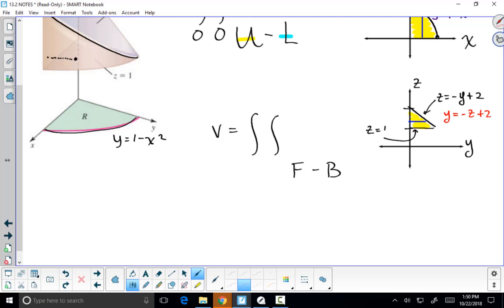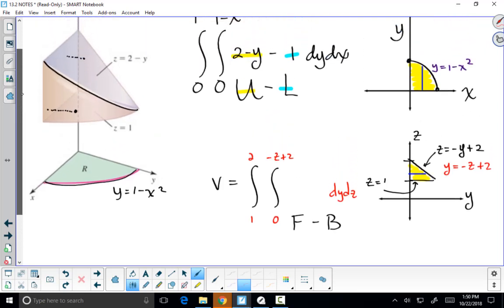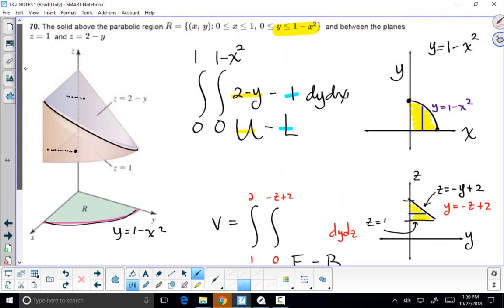So that means our constants are going to be from the z's. So we're going to have a dy dz. And z is going to go 1 to 2. That's on the outside. And then the y's are going to go from the left curve, which is y equals 0, to the right curve, which is y equals minus z plus 2. And now in here, we did front minus back. So now we have to get our front minus back.